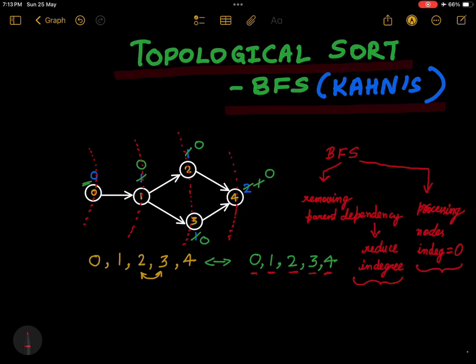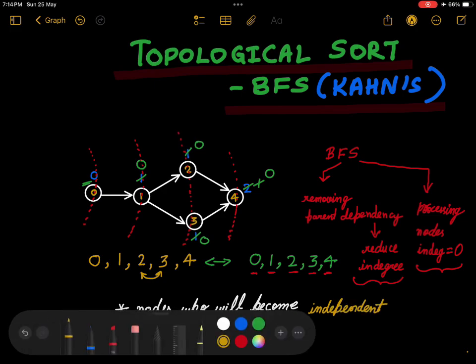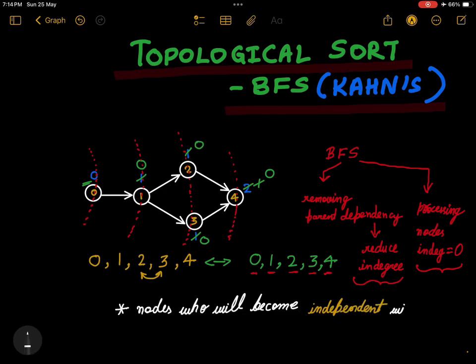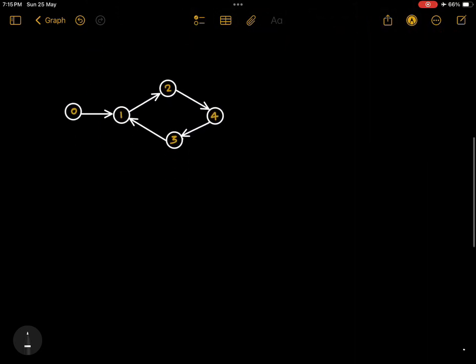So let's have a note here that the nodes who will become independent during our BFS traversal will be processed first. That's all. That's our topo sort.